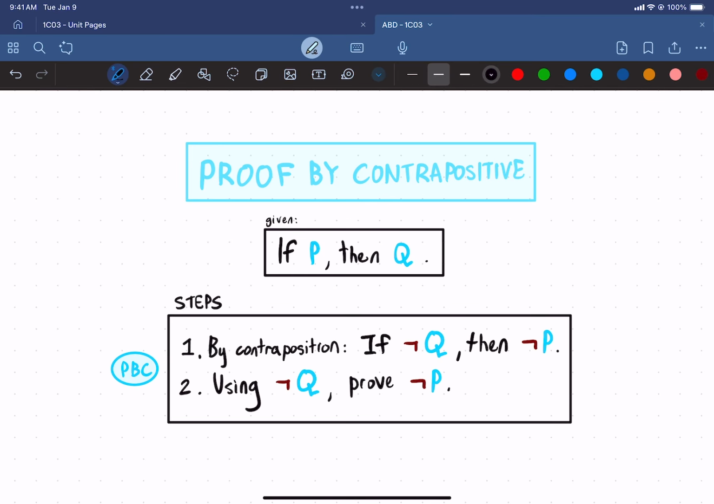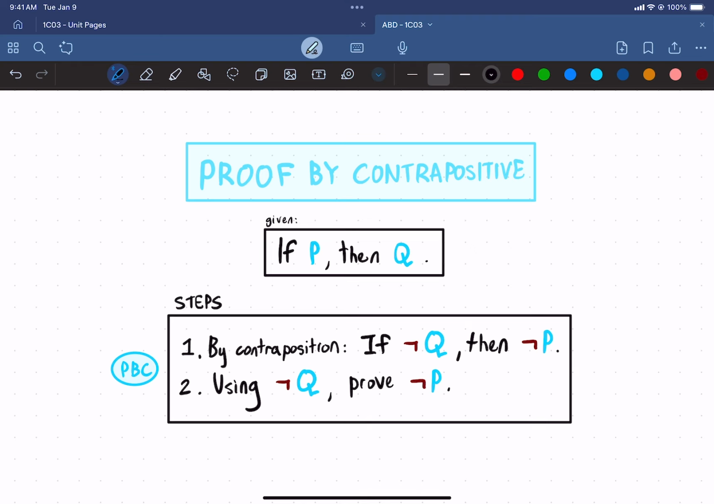Hey guys, so today we're going to be talking about proof by contrapositive. It's a bit like direct proof, but if you find yourself reaching a dead end in direct proof, it may be easier to take the contrapositive. As you can see, we're given the same statement, if P then Q, but we don't want to use P to prove the statement. Let's take the contraposition.